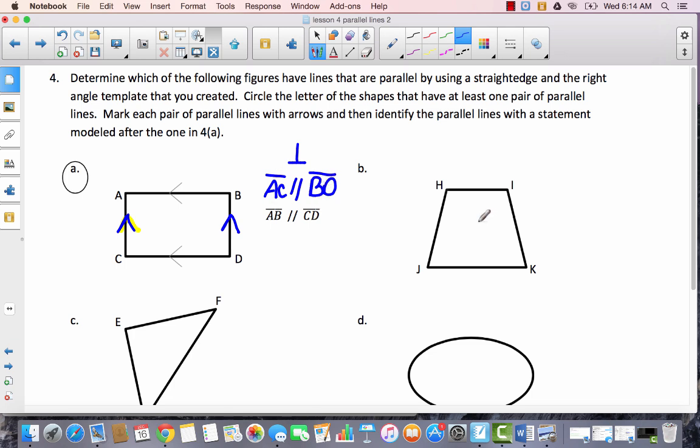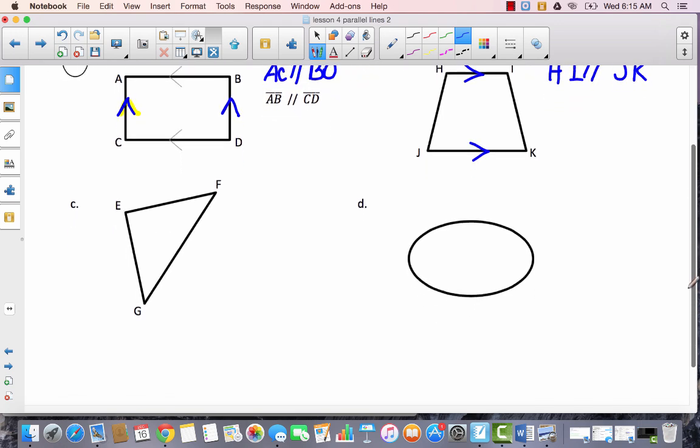All right, so let's look at B. Do you see any parallel line segments in B? If you do, go ahead and circle it. Well, hopefully you chose to circle it. Now I want you to draw arrows on the two line segments that you think are parallel to one another. You should have drawn arrows on this line segment and this line segment. So you would write line segment HI is parallel to line segment JK. And remember, line segments can be named either way. So you could have said line segment IH is parallel to KJ, and that would have been correct. All right, I want you to go ahead and try to do C and D by yourself and then come back.